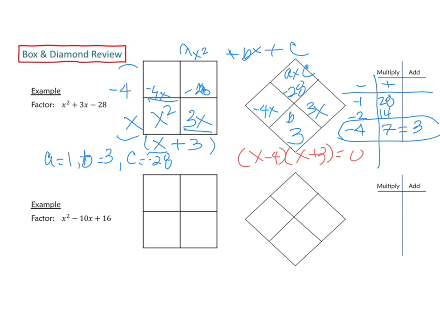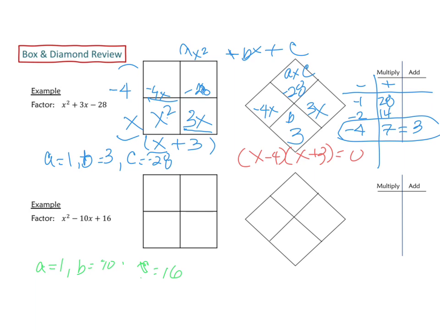Let's take a look at the next one. It says factor x squared minus 10x plus 16. We know that A equals 1 because there's nothing in front of the x squared. And B equals negative 10. And C equals 16. Get my C a little high there. Let me bring it down a little bit. Got a blind spot. That's what made me do that.